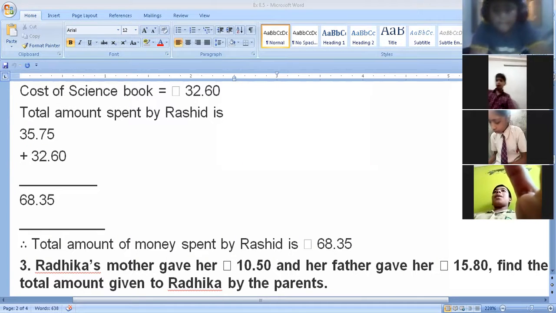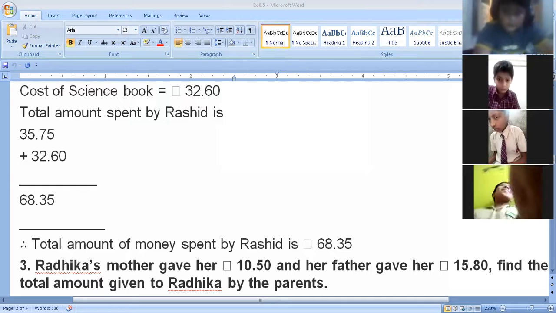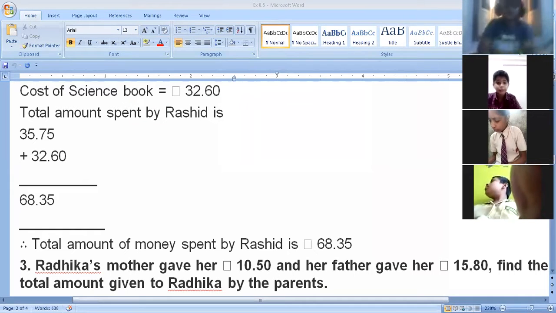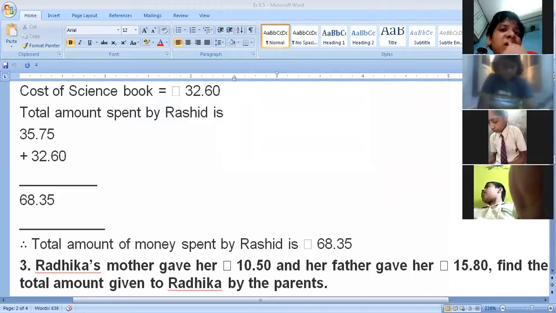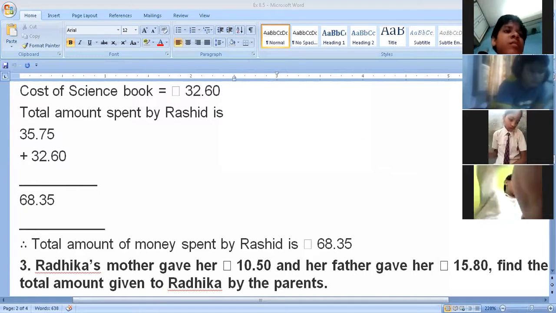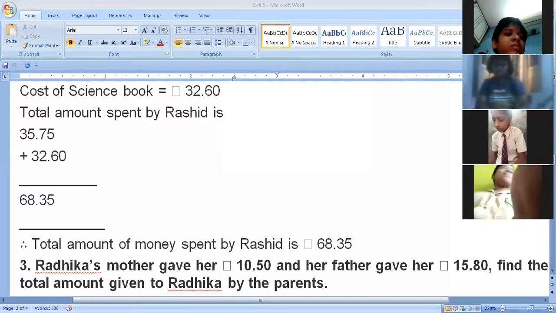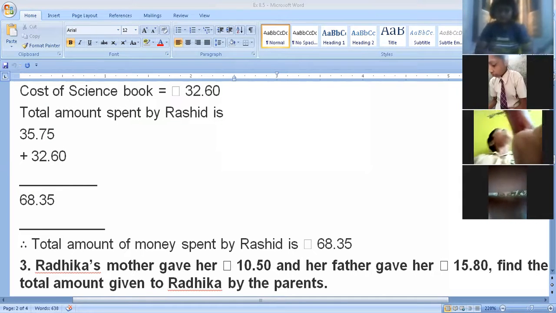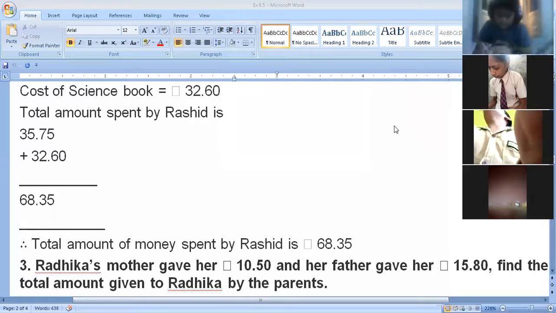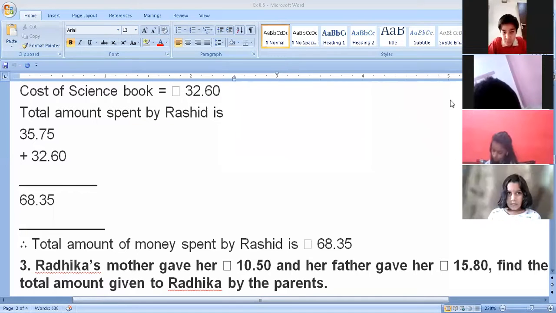Ryan, read the next question. Yes, ma'am. Number 3. Radhika's mother gave her 10.50 and her father gave rupees 10.50. Or you can say that 10 rupees 50 paisa. Or you can speak it in this way. And her father gave her 15 rupees 80 paisa. Find the total given to Radhika by the parents.